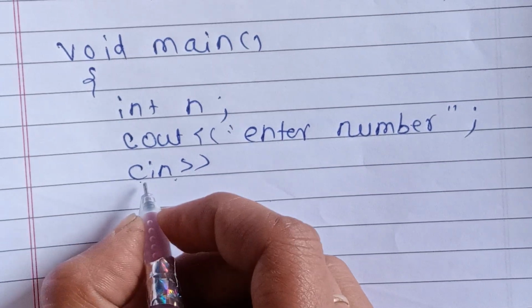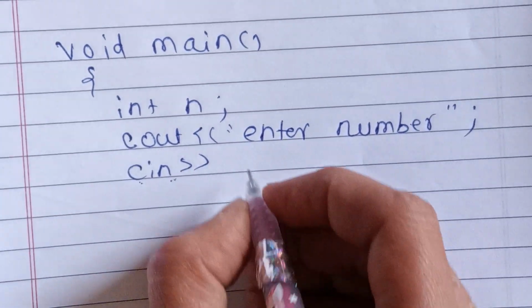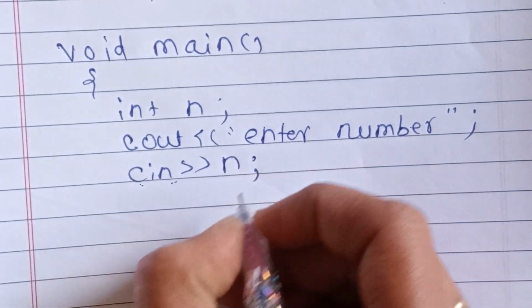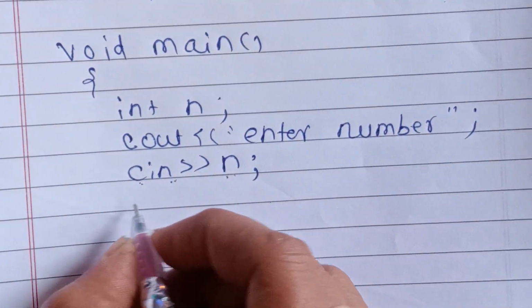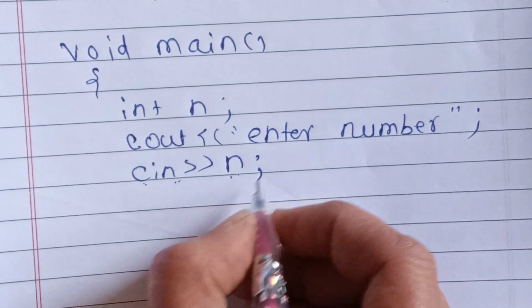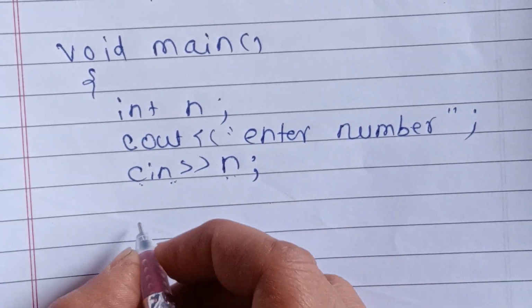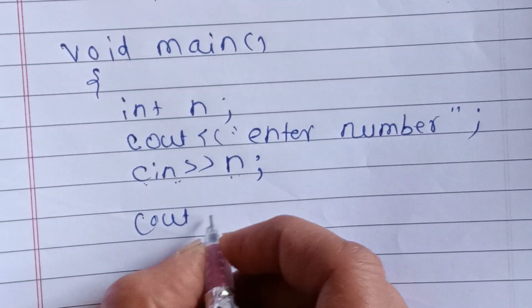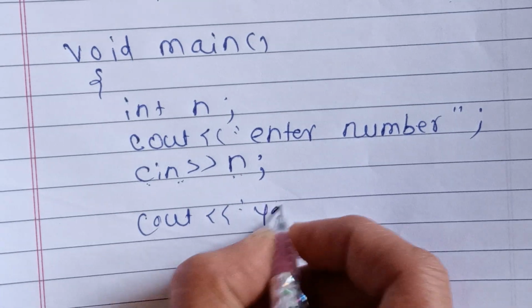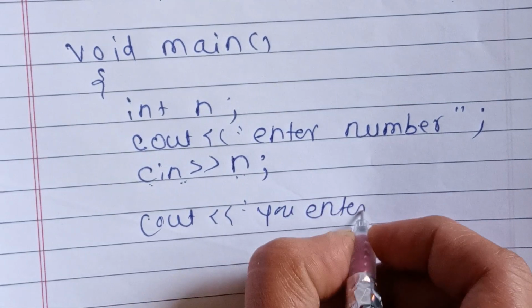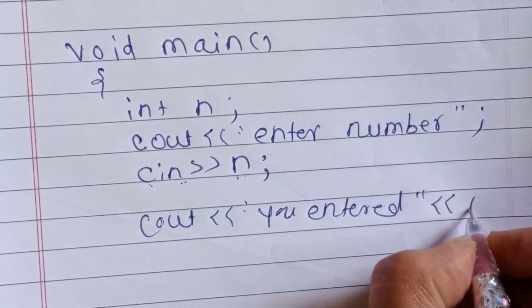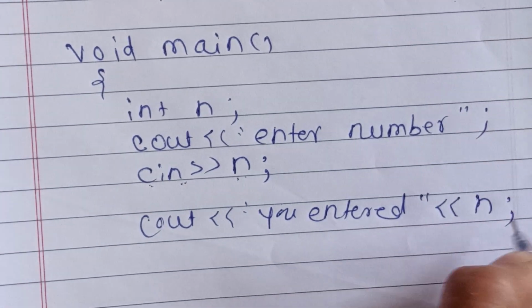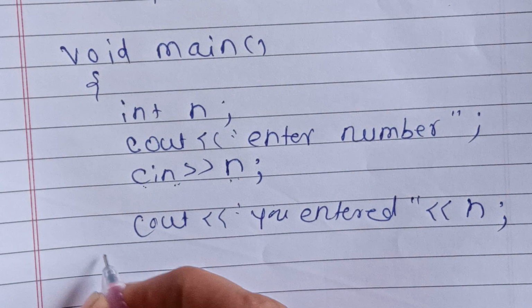You will take input with the help of cin. Okay, then in what are you going to take the input? In variable n. Now I have taken input. Now I will simply display that number. cout, you entered, okay, then the value of n, simply semicolon.